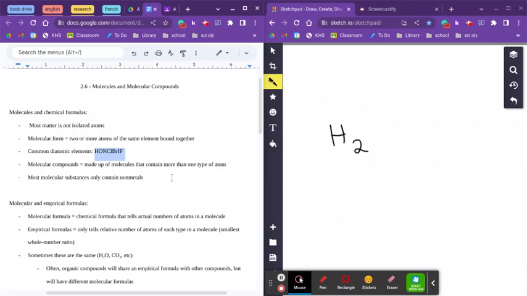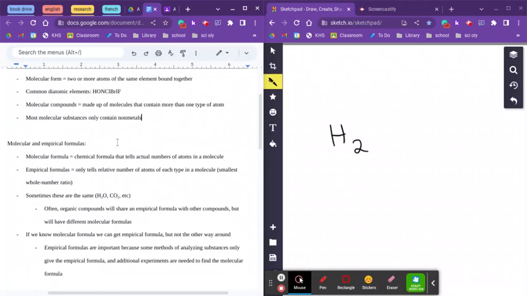Molecules that contain more than one type of atom are called molecular compounds. So we know that a compound is just multiple elements together. A molecular compound is just when there is more than one type of element in the molecules.